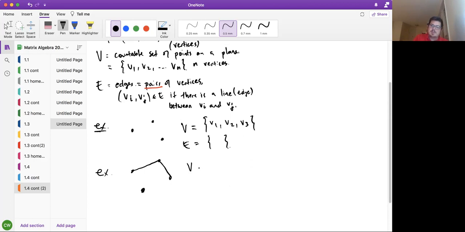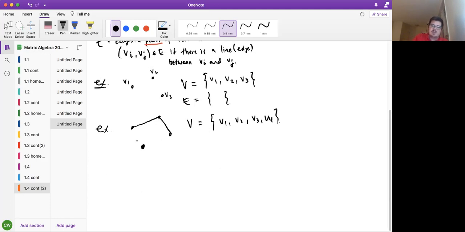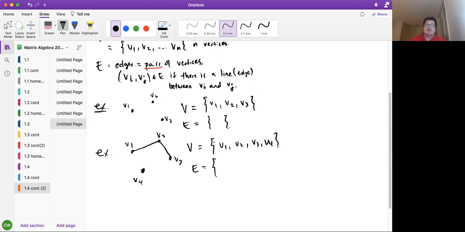What's the vertex set here? There's 4 of them. So let's say V1, V2, V3, and V4. Now let's label them. And what's the edge set? So remember, the edges look like a coordinate. There's two edges. So what are the two edges? V1, V2, and V2, V3.